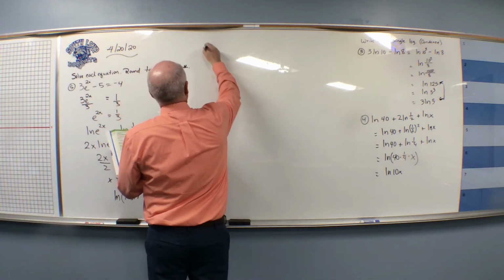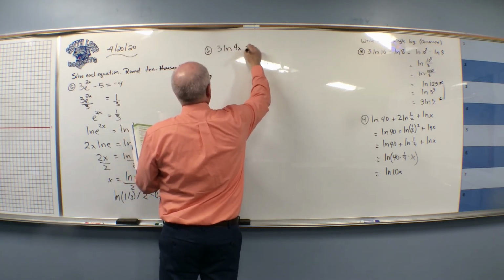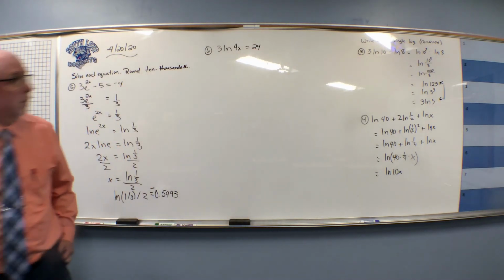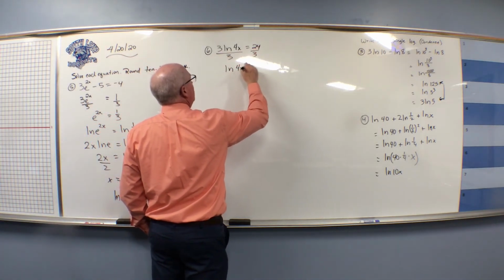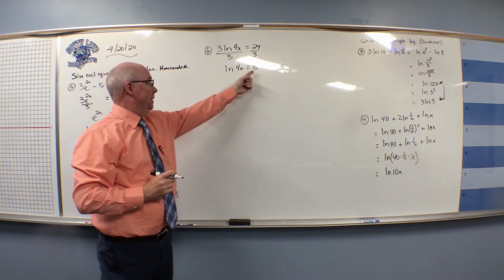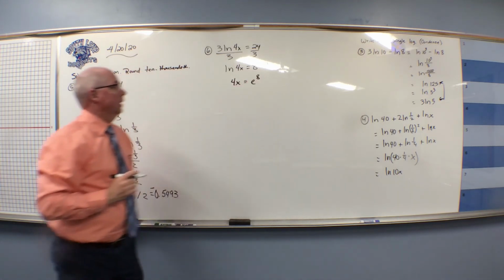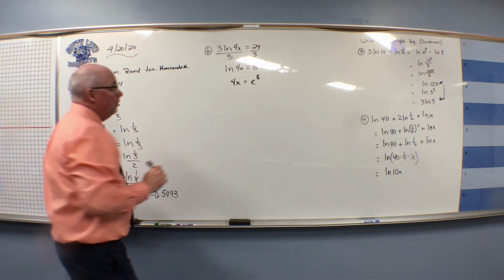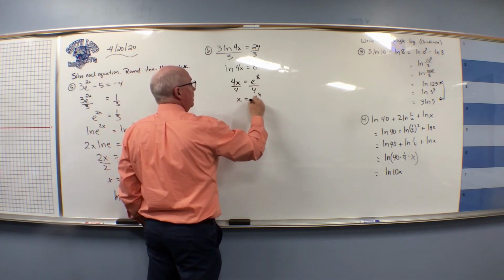This would be example 6. Let's say that we have 3 times the natural log of 4x equals 24. I'm going to isolate the natural log, so I'm going to divide both sides by 3. And what I get is the natural log of 4x equals 8. So this is base e to that power. So I can say 4x equals e to the 8th. Now to solve for x, I'm just going to divide both sides by 4, and I get x is equal to e to the 8th divided by 4.